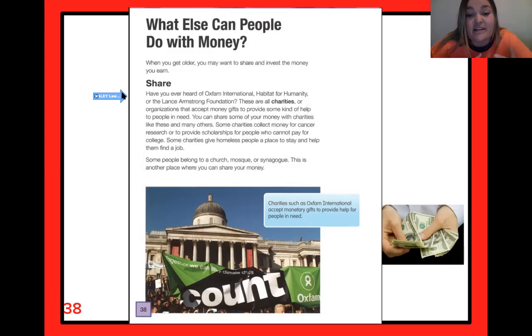Some charities collect money for cancer research or to provide scholarships for people who cannot pay for college. Some charities give homeless people a place to stay and help them find a job. Some people belong to a church, mosque, or synagogue. This is another place where you can share your money. So charities such as Oxfam International accept monetary gifts to provide help for people in need.